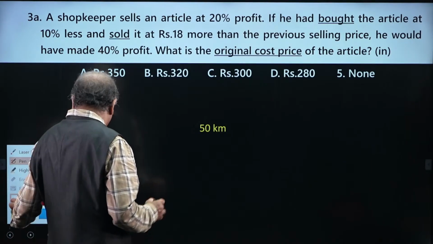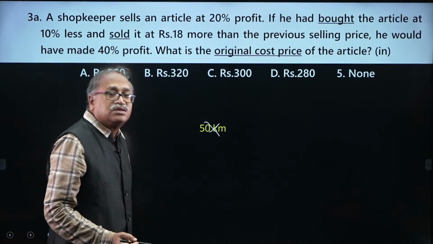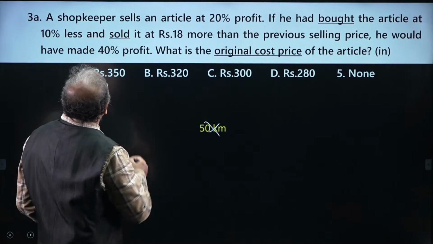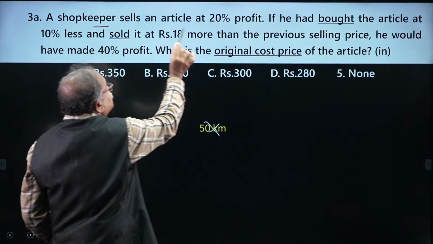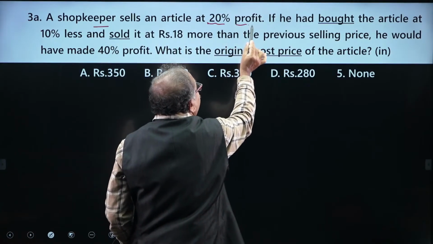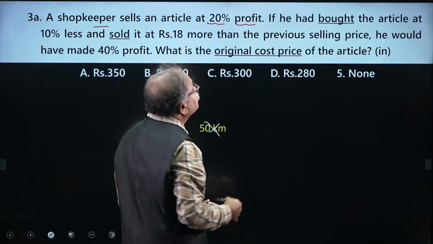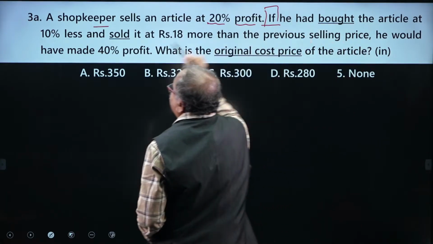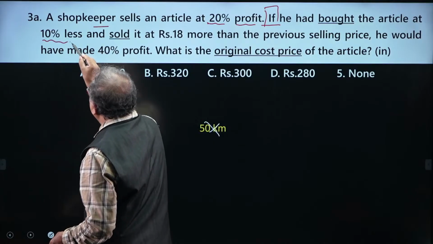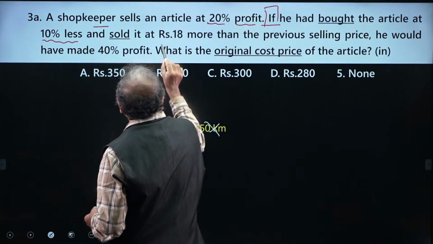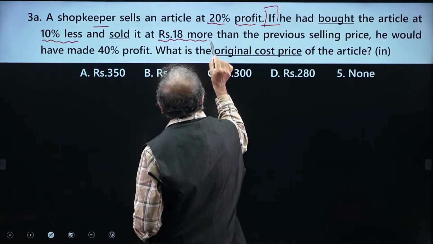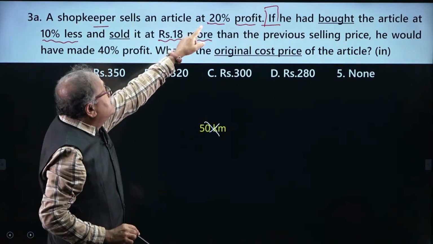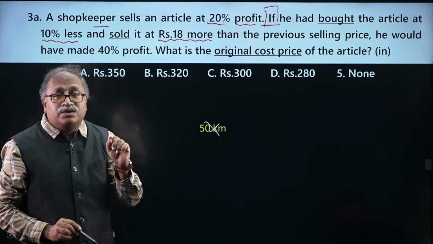So, as I said, by mistake this figure is there in all the slides, ignore it. Now, coming over here, a shopkeeper sells an article at 20% profit. That is fine. It is again a conditional. If he bought the article at 10% less, this time 10% less, and sold it for rupees 18 more. So, here the value is there, and in all the other cases there was a percentage.